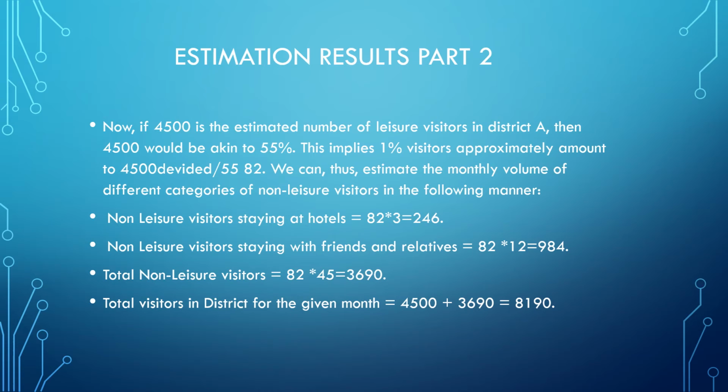Non-leisure visitors staying at hotels equals 82 multiplied by 3, which equals 246. Non-leisure visitors staying with friends and relatives equals 82 multiplied by 12, which equals 984. Total non-leisure visitors equals 82 multiplied by 45, which equals 3690. Total visitors in the district for the given month equals 4500 plus 3690, which equals 8190.